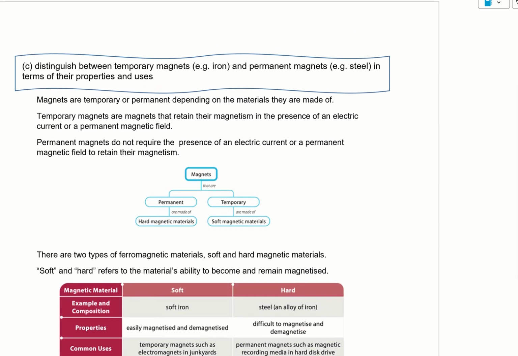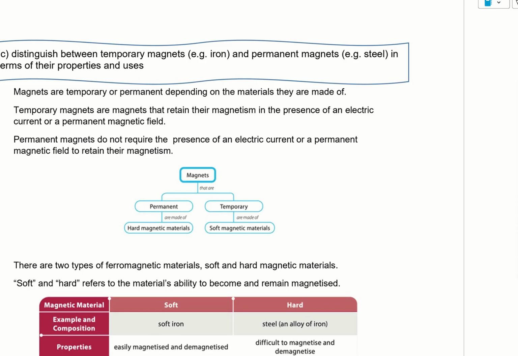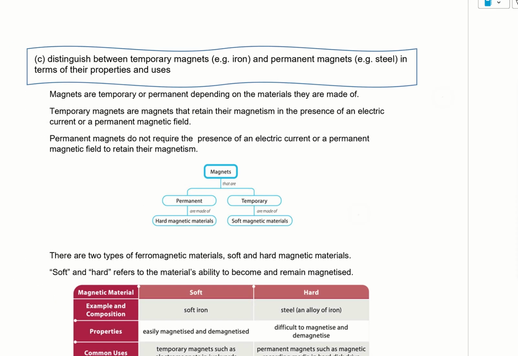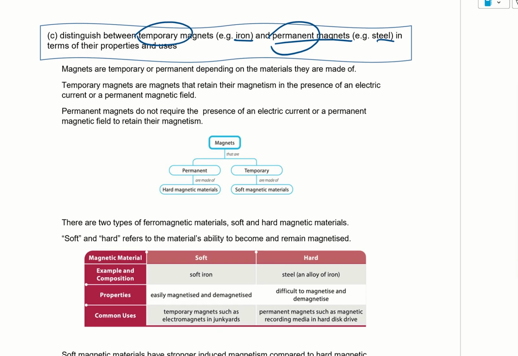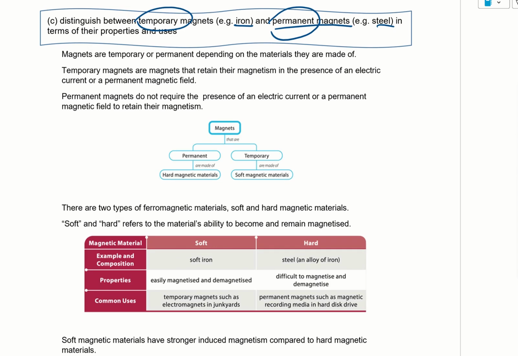Okay, success criteria C: distinguish between temporary magnets, iron, and permanent magnets. So there you have it. This is the difference between iron and steel. Steel can be used to make permanent magnets. Iron can be used to make temporary magnets. Okay. So magnets are temporary or permanent depending on the materials they are made of.